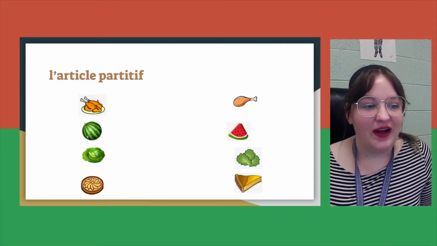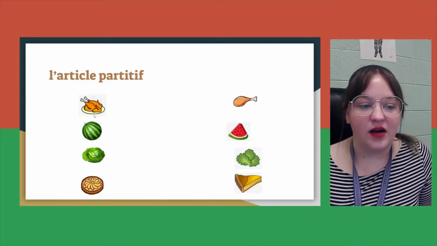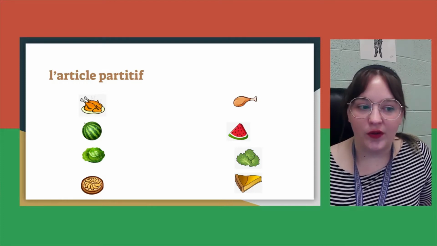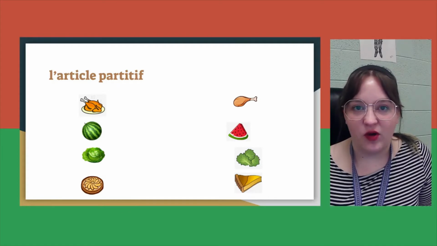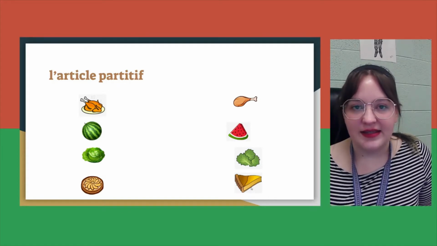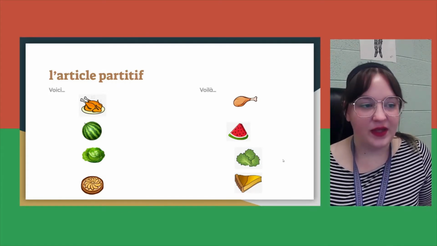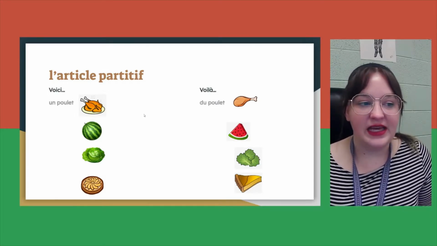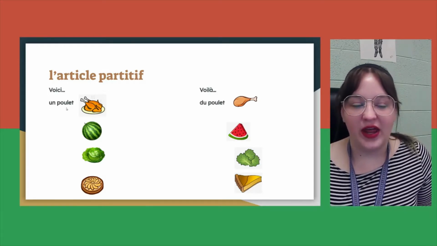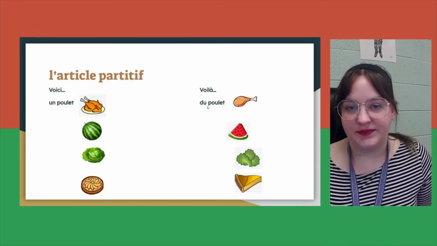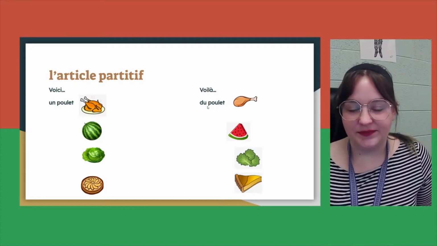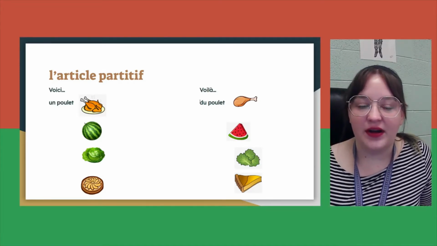So you can see we've got columns of foods that are whole, right? A whole chicken, a whole melon, a whole head of lettuce, a whole tart. And then over here we have pieces of those things, right? So a piece of chicken, some chicken, a piece of watermelon, some lettuce, a slice of pie. So, voici un poulet, right? Un poulet, a chicken. But over here, du poulet. Du poulet. Right? And this right here is the partitive article.